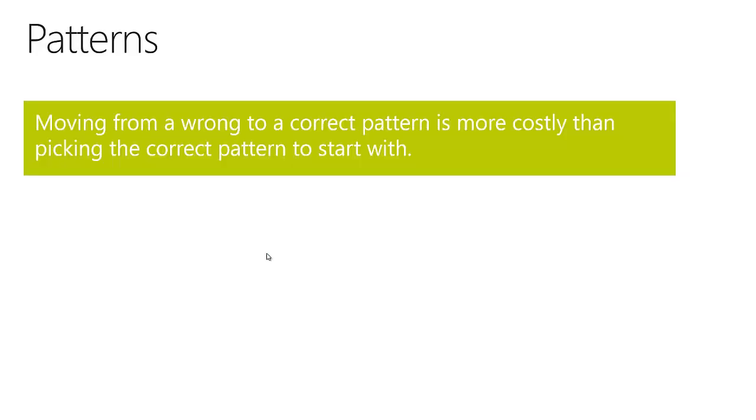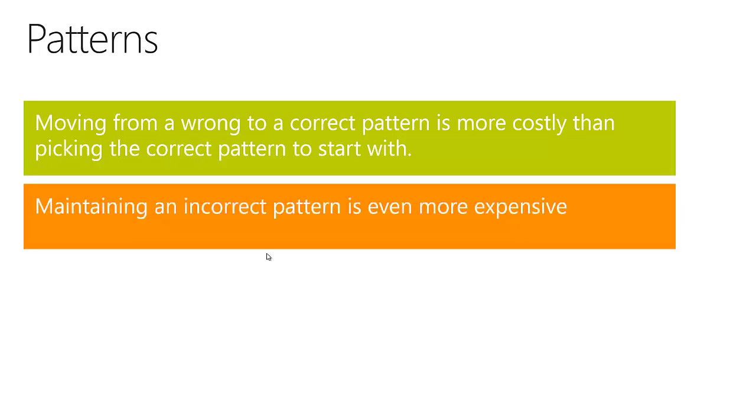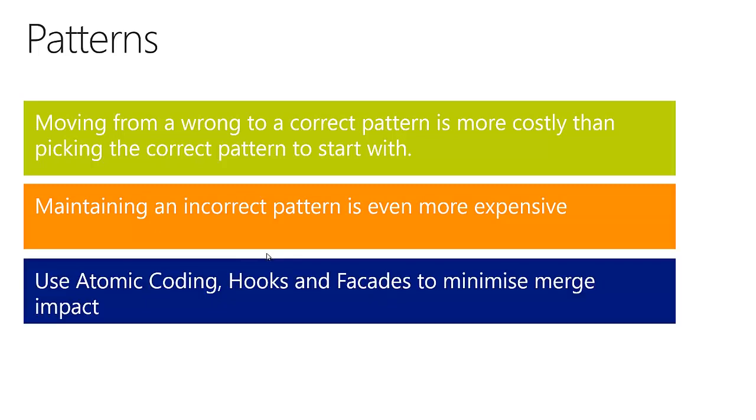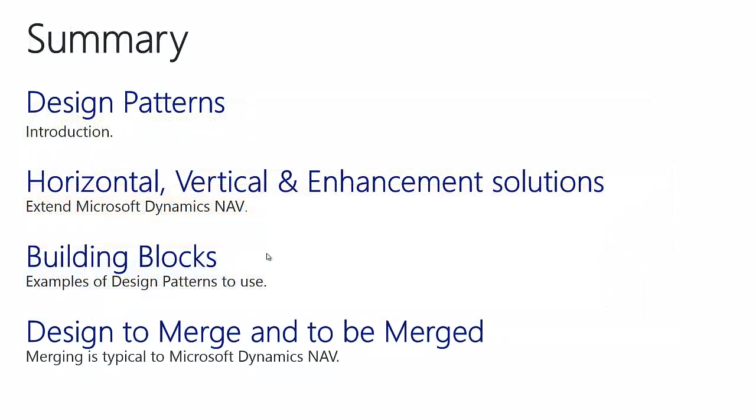Remember that moving away from a wrongly chosen design pattern to a better one is much more expensive than spending more time on the initial design. But maintaining an incorrect pattern is even more expensive than refactoring. And by using atomic coding, hooks and facade patterns, you can minimize the merge impact. In this video we have learned how to select vertical building blocks in Microsoft Dynamics NAV and what aspects determine the total cost of ownership.